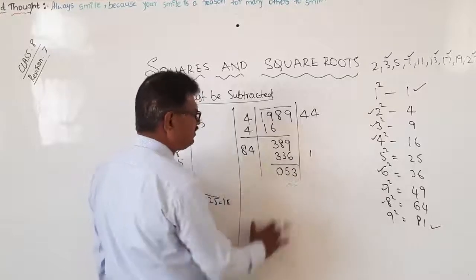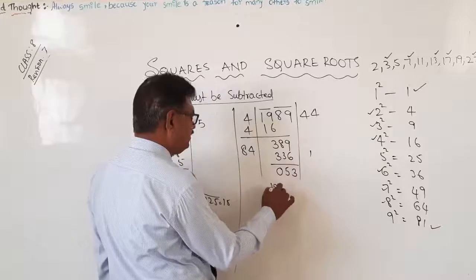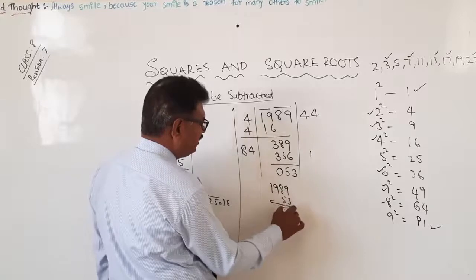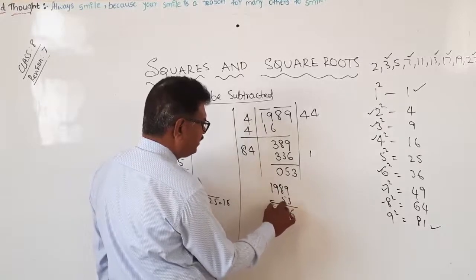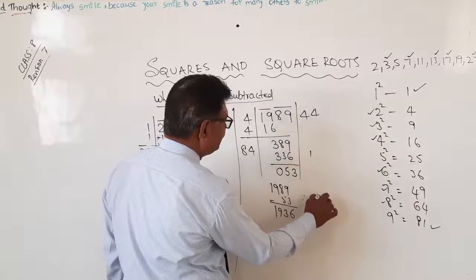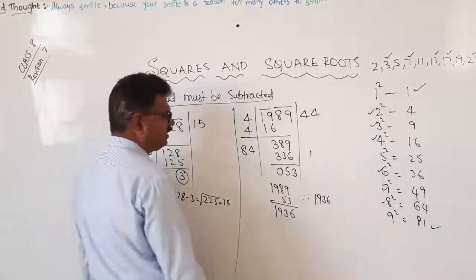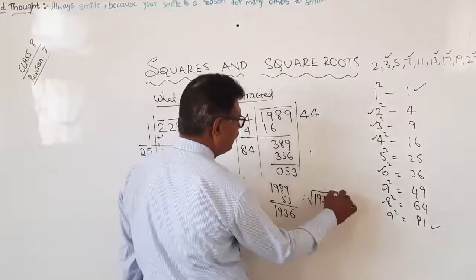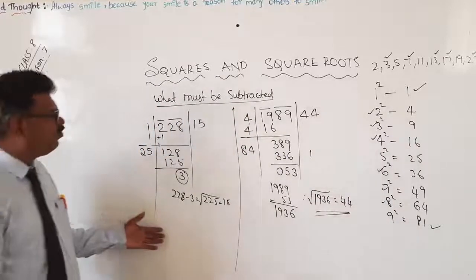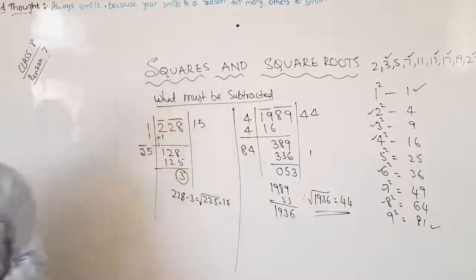Therefore, what must be subtracted? 53 must be subtracted. So 1989 minus 53. So 6, 3, 9, 1. Therefore the number is what? 1936. Okay? The square root of 1936 is nothing but 44. So this is what must be subtracted. Okay, right?